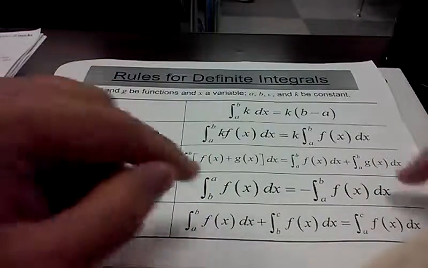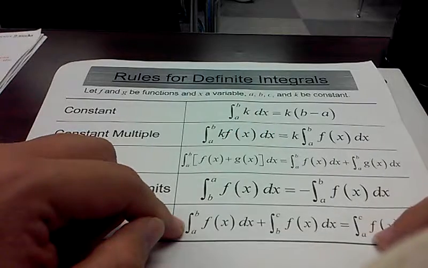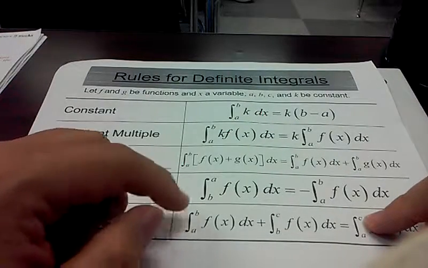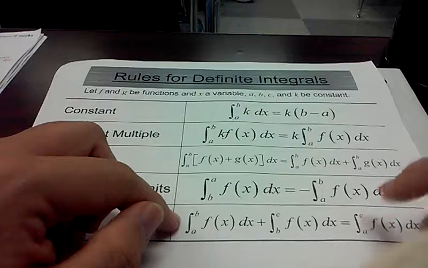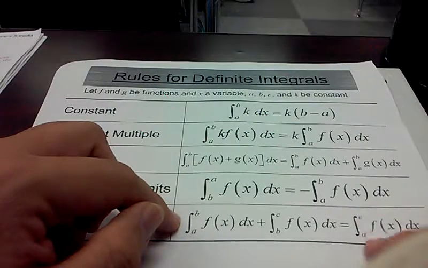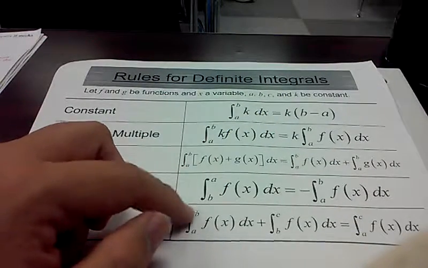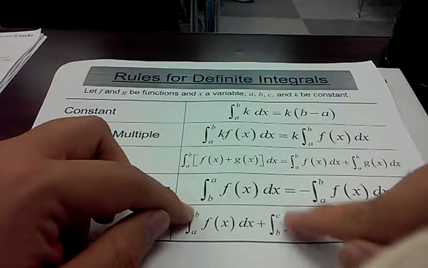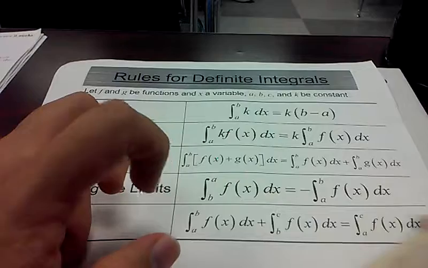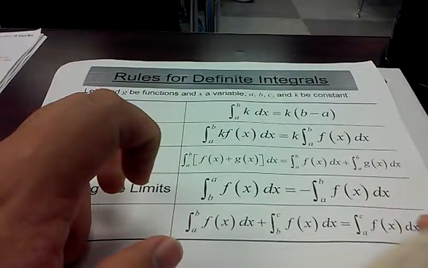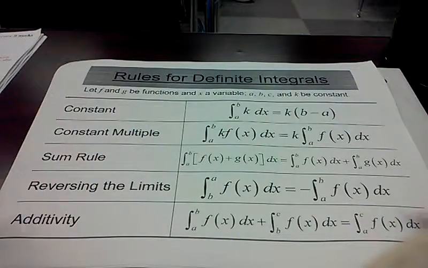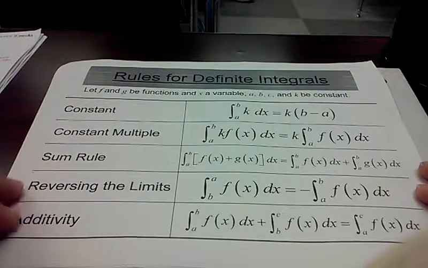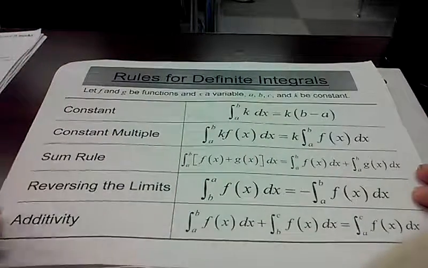And finally, if you have an interval from A to C, and then there's some number B in between there, if you want to find the area from A to C, what you could do is find the area from A to B and then find the area from B to C and then add those two areas together and get the area under the whole curve. So those are 5 rules that you need to make sure that you know.